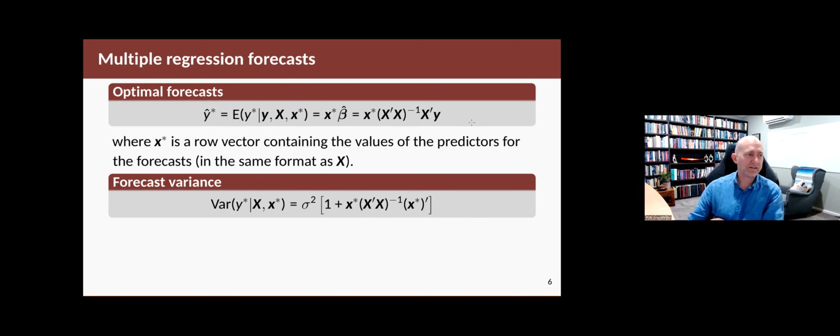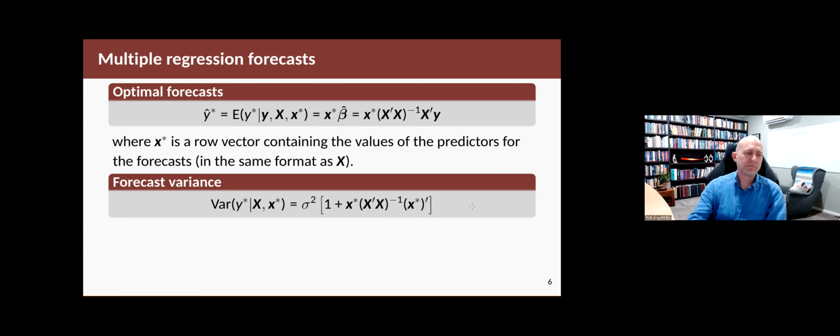The forecast variance can be done in a similar way, where it's the variance of y star given the values of x and x star. And that is like this, where you've got sigma squared, which is the estimated variance for the residuals, times 1 plus this expression. Now the 1 gives you the variance contributed by the error term in the model, and this part gives you the variance contributed by the uncertainty in the estimated coefficients.